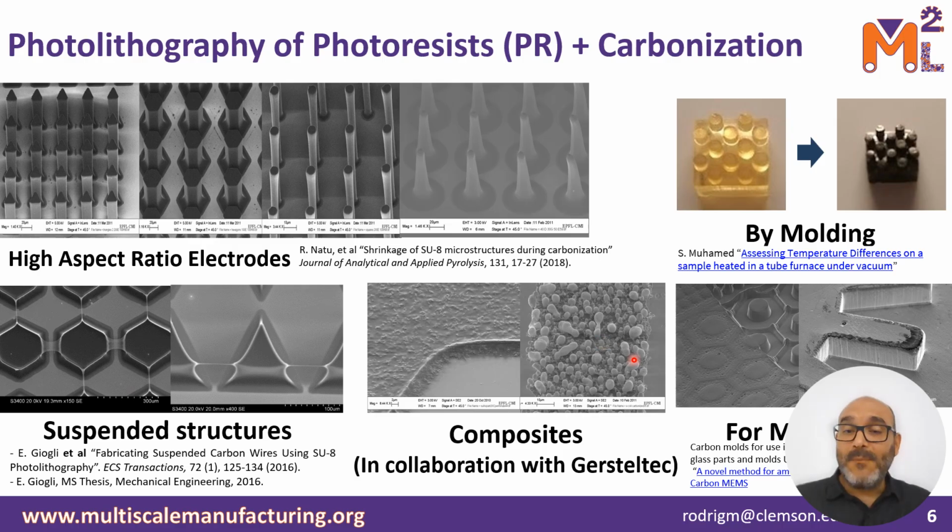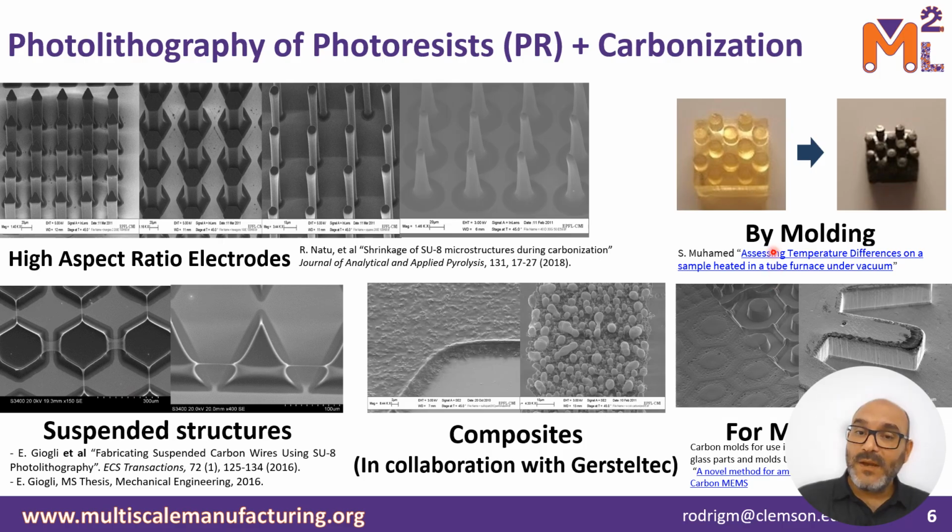Now, we have also used this photolithography of photoresist for micromolding, where we use the process to create the structures that are shown right here, right? So you can use different variables in the process in order to create multiple structures. I will tell you a little bit more about those.